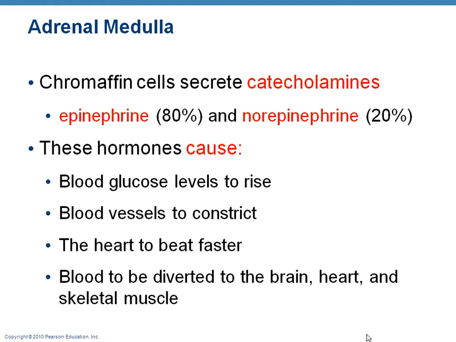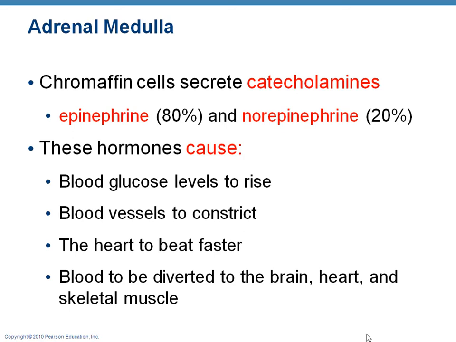But we have specific cells inside the adrenal medulla, these chromaffin cells, and they secrete catecholamines, however you say it, but I say catecholamines. Just like we talked about mineralocorticoids and glucocorticoids and gonadocorticoids, you need to know this name as well, not just that it's epinephrine and norepinephrine. They are two different types of catecholamines. So these cells secrete epinephrine and norepinephrine, 80%, 20%. It's not an even split. They produce both, but more epinephrine.